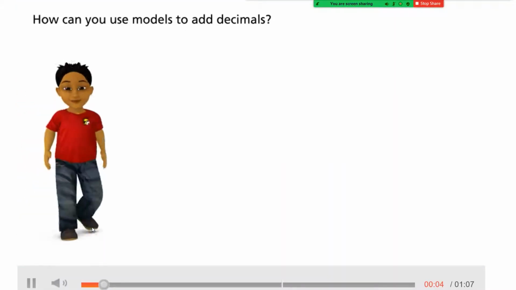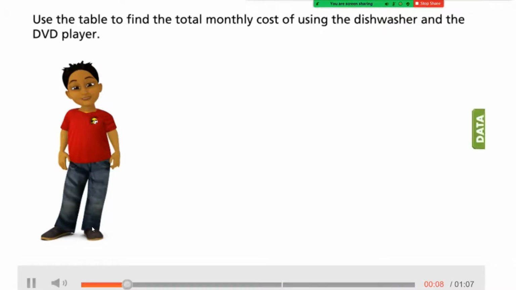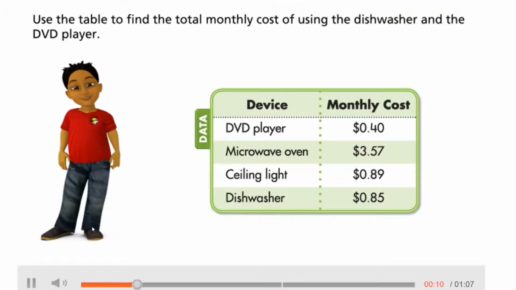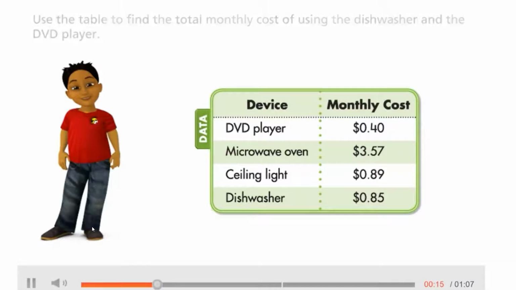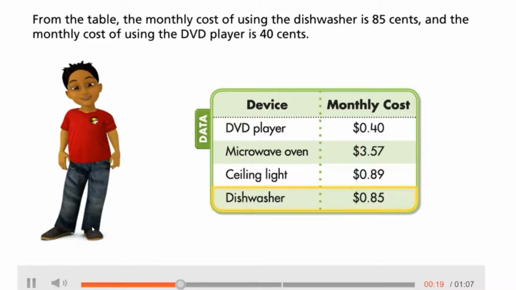How can you use models to add decimals? Use the table to find the total monthly cost of using the dishwasher and the DVD player. From the table, the monthly cost of using the dishwasher is 85 cents, and the monthly cost of using the DVD player is 40 cents.